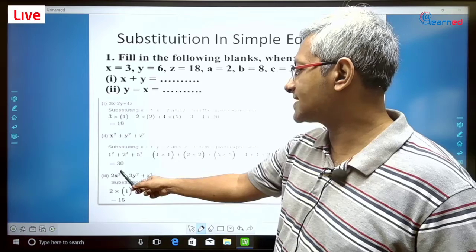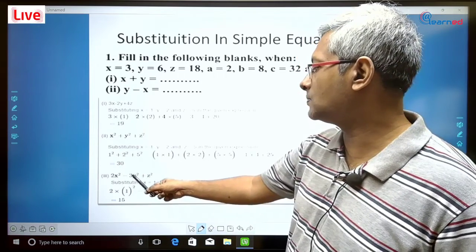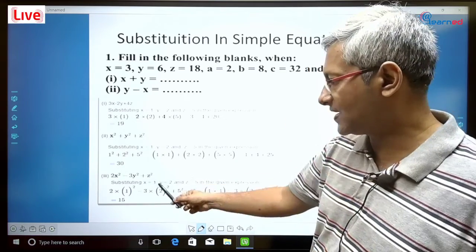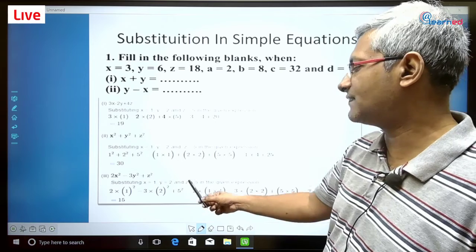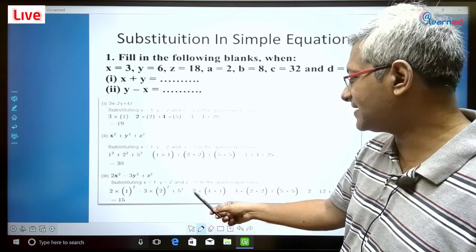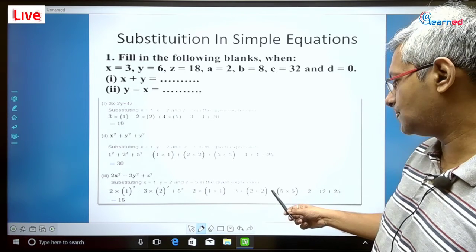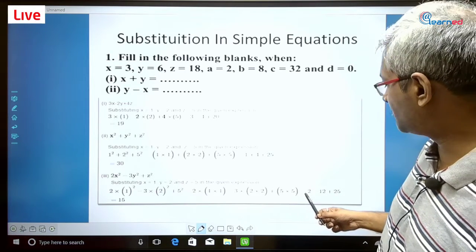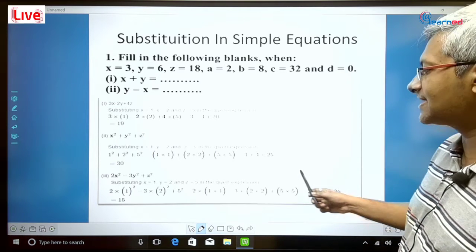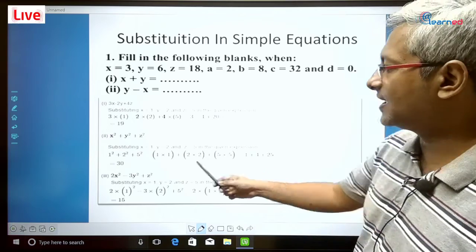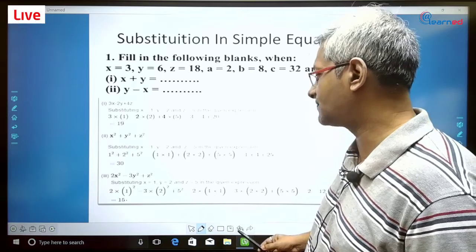So, 1 square, x square, means 1 whole square. Over here, we are replacing y by 2. So y square means 2 whole square, and z square is nothing but 5 whole square. If we simplify this, it will become 2 into 1 into 1 minus 3 into 2 into 2 plus 5 into 5, which becomes 2 minus 12 plus 25, and the result is 15. So the value of the equation is nothing but 15.